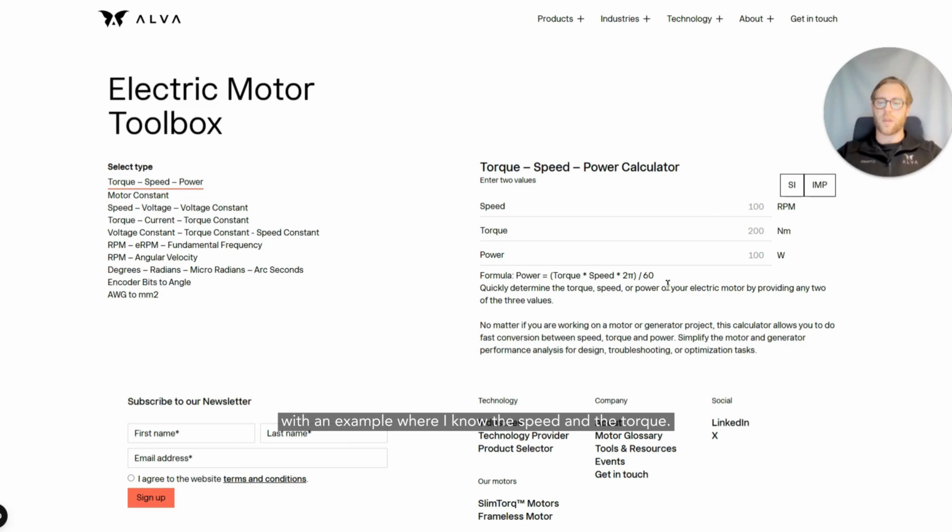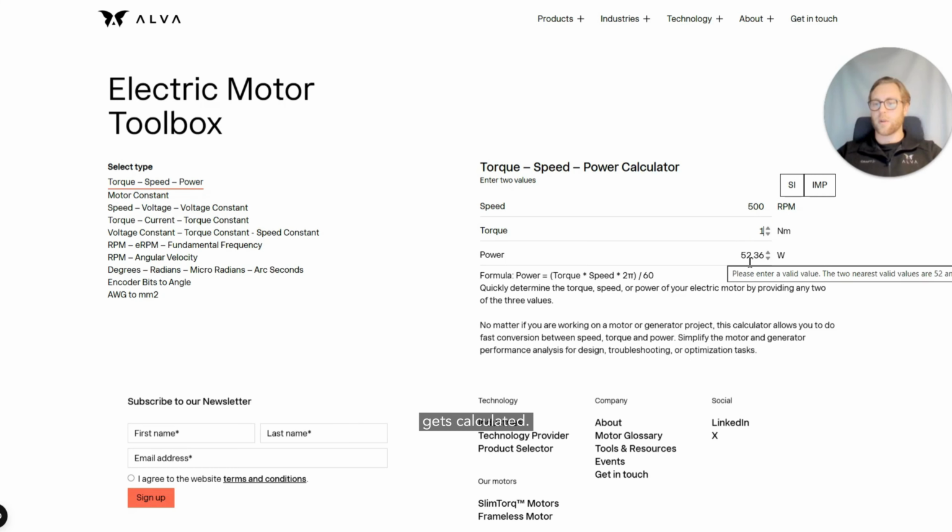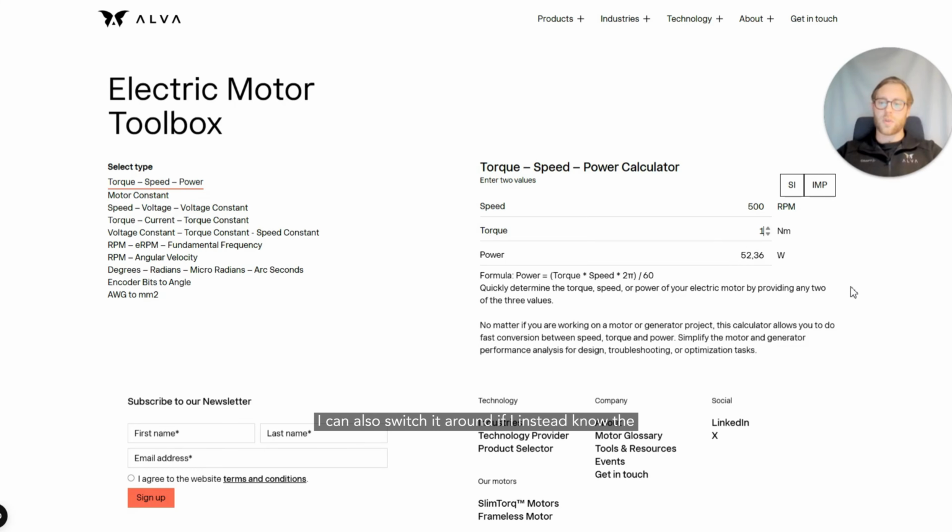Let's try to use it with an example where I know the speed and the torque. I fill in the two fields and the third one automatically gets calculated. I can also switch it around if I instead know the power of my system and not the speed. It's also possible to switch to imperial units.